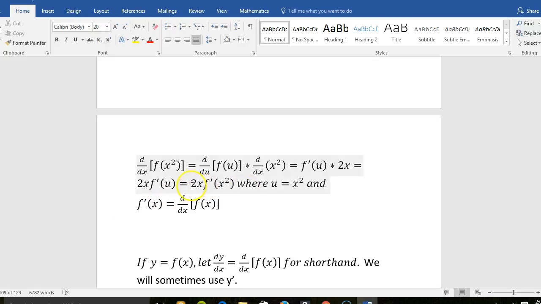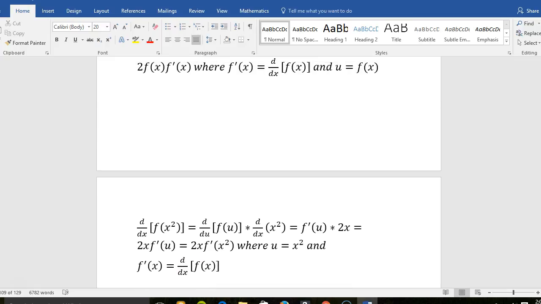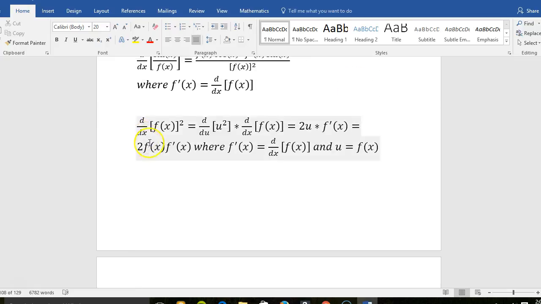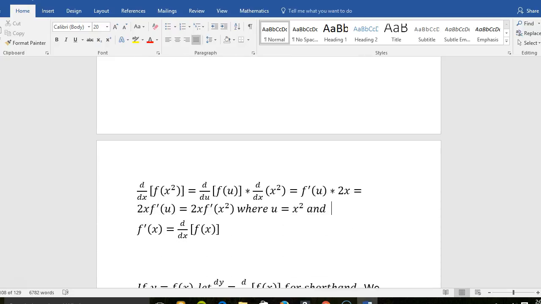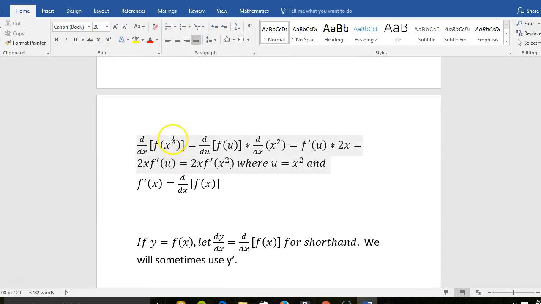Guys, notice that in this problem, I ended up with 2x times f prime of x squared, whereas in this problem, I ended up with just 2 f of x f prime of x. This is very different. We're not squaring x, we're squaring the whole function. We're throwing x into f, getting f of x, and then squaring it after the fact, and then doing the derivative after that. Down here, we square x first, and then do the function, and then do the derivative. That's the difference, okay?